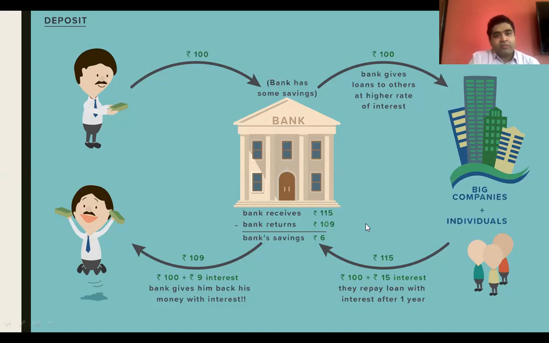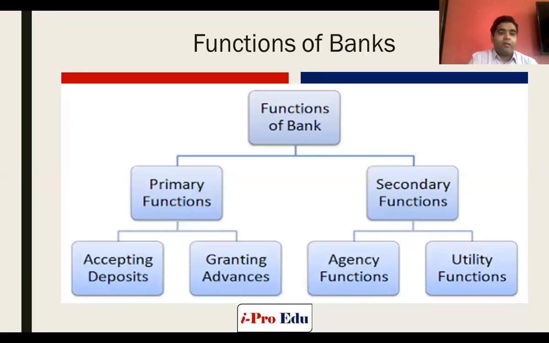Let us go to the functions of a bank. Banks' primary functions are accepting deposits and granting loans, which we saw in the earlier slide. The bank accepts surplus money and lends the money to those who are in need of funds. So these are the two basic functions of a bank, which are known as primary functions.